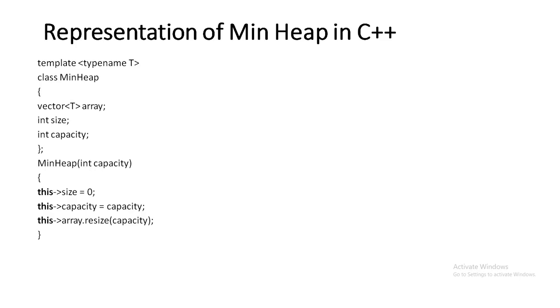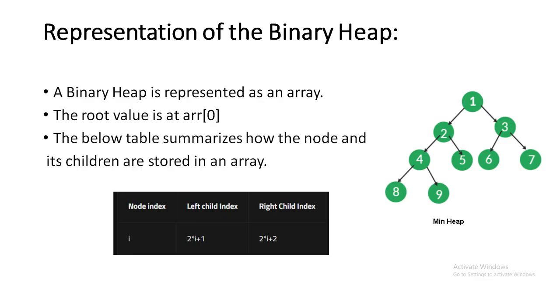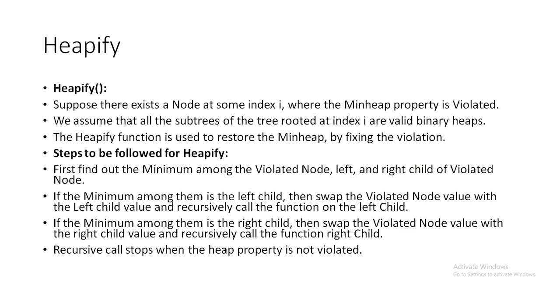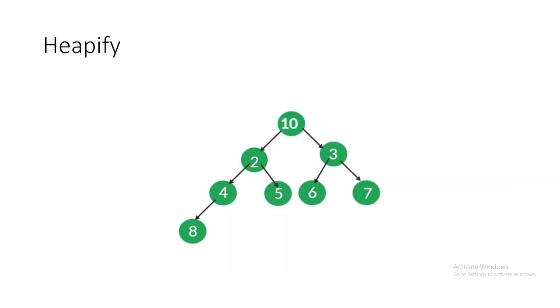So for the representation, a vector is used to represent the elements, along with size and capacity. Capacity is the maximum number of elements to be inserted. In the binary heap, we use the index and the left and right child. The left child is 2 times I plus 1, the right child is 2 times I plus 2. For heapify, if I plus 1 is inserted, we need to travel back to the previous level. For the heapify operation, if a violation happens, we need to replace with the left or right child. This process repeats until everything is completed.